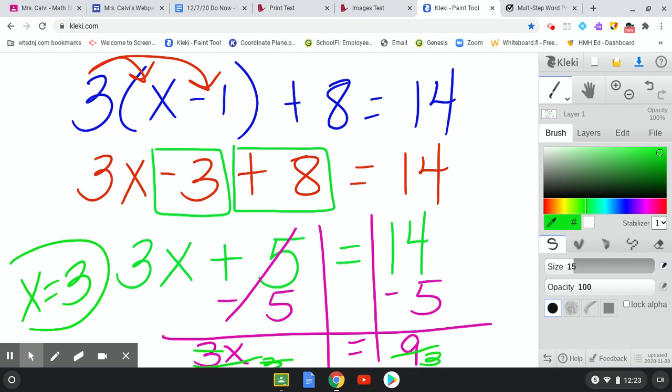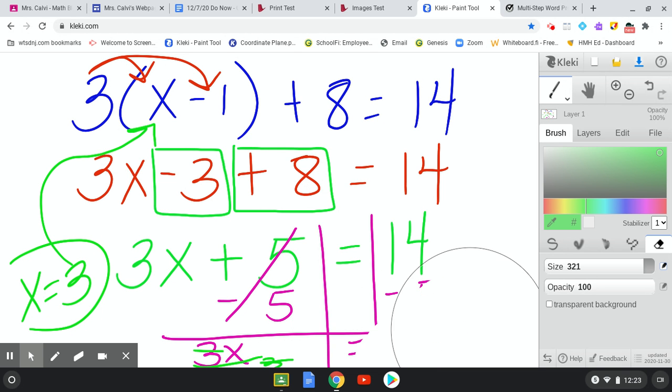Now, to check, you would go and plug 3 in for this x and see if it works out. Which it would. You would distribute again and look to see that the left side equals the right side.